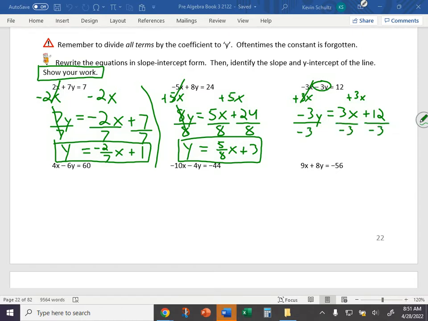And this time, our x term there, 3x divided by negative 3, that does divide evenly. So what is 3 divided by negative 3? 1. Close. Negative 1, right? So you can either put negative 1x or just negative x, either one's fine. Negative 3 divided by itself is 1. 1y. Y is by itself. And 12 divided by negative 3 is a negative 4. So y equals negative x or negative 1x minus 4.